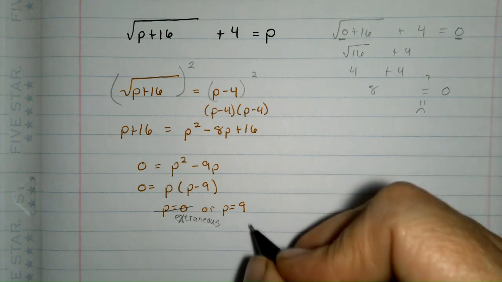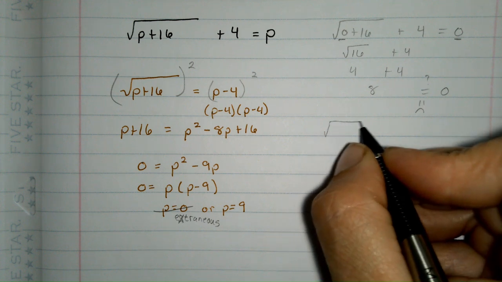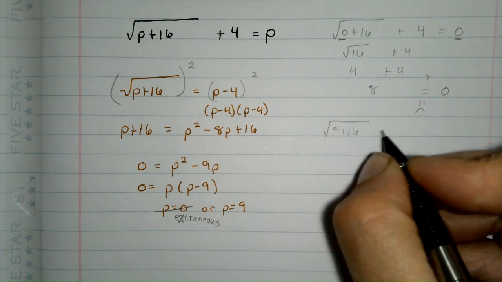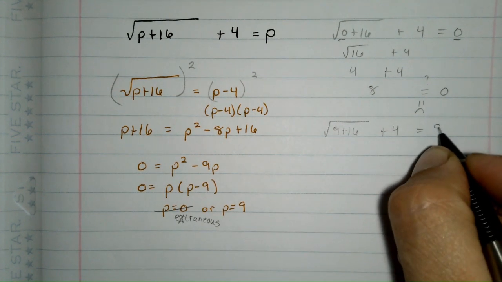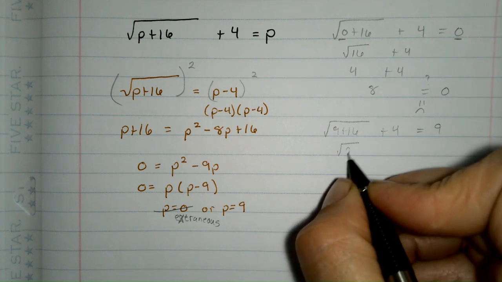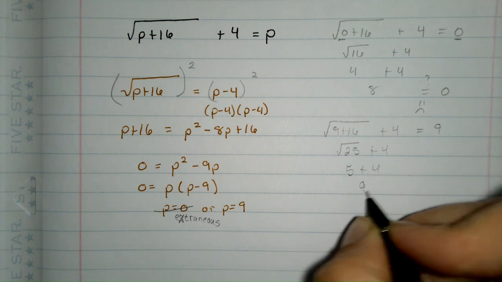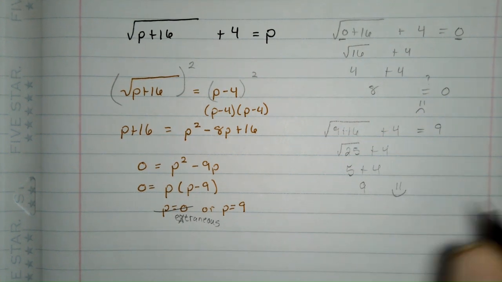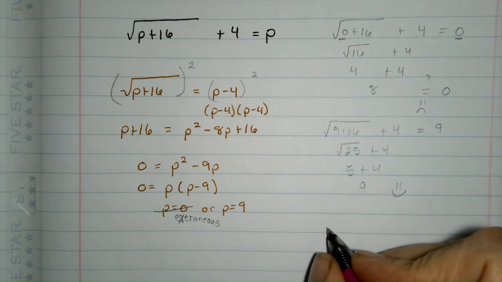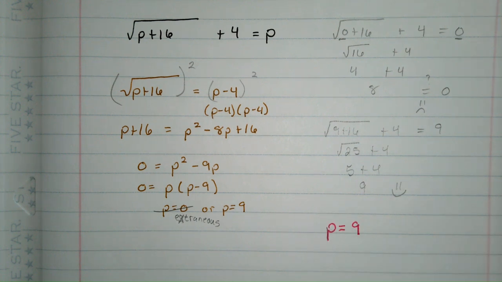So now I'm going to test 9. 9 plus 16 plus 4, is it 9? Square root of 25 plus 4, that would be 5 plus 4, that is 9. 9 does indeed equal 9. So my only solution for this problem is p equals 9. Again, the other one happens to be extraneous.